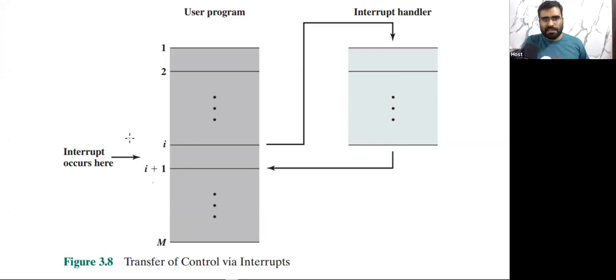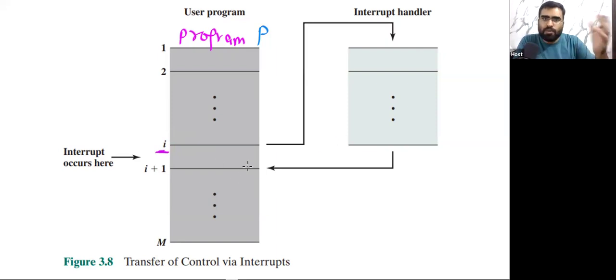The overall idea is like this. Let's assume the CPU is executing a program; for a moment, let me call it program P. The CPU is executing instruction 1, instruction 2, and so on. Now, when the CPU is executing instruction I, during this instruction execution, let's assume an interrupt has come.